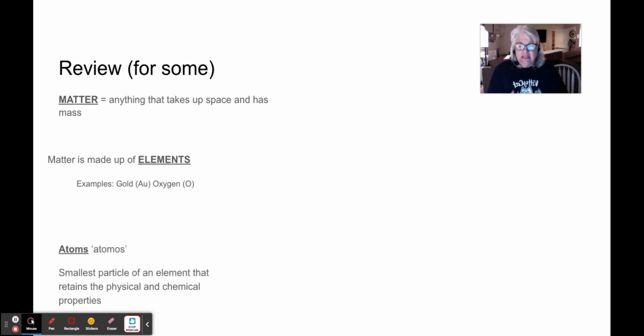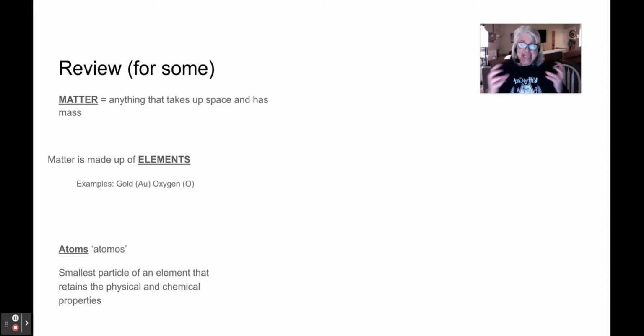And what makes up an element? Well, elements are made up of atoms. The term atom comes from the Greek word atomos, which means uncuttable, like it can't be divided any further. We know that's not true because I'm going to teach you about some subatomic particles, which are smaller. But think of an atom as the smallest particle of an element that retains its chemical and physical properties.